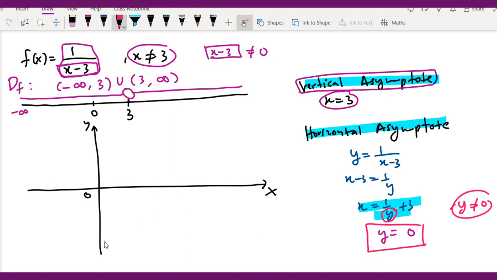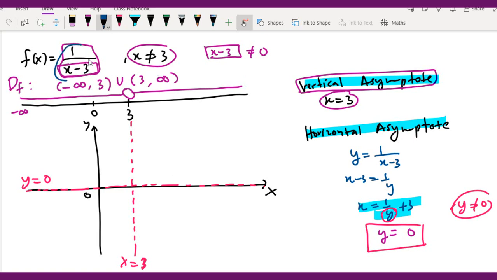Now we're going to sketch. The horizontal asymptote is y equals 0, and the vertical asymptote is x equals 3. The graph never touches the asymptotes. The graph lies either in the first, third, and fourth quadrants, or skips up and down. Then we sketch the graph.